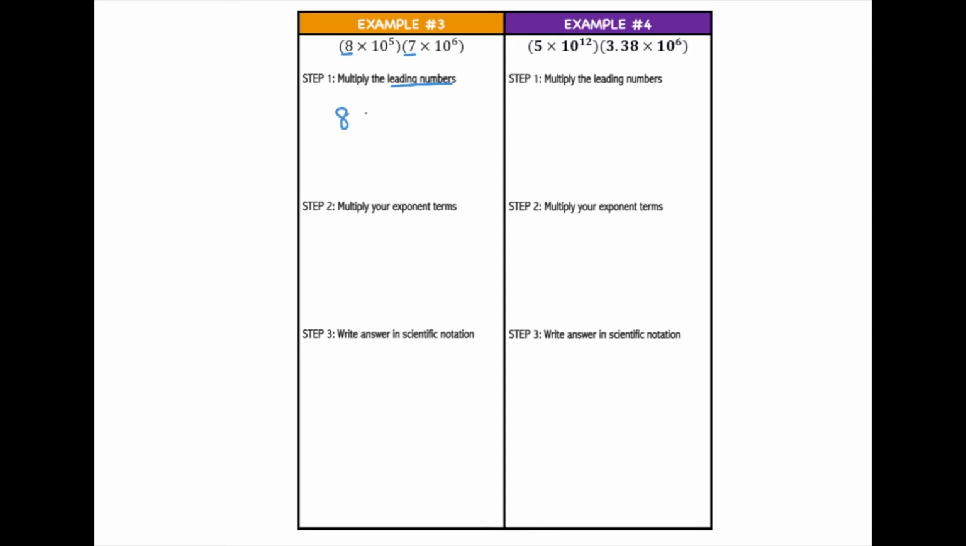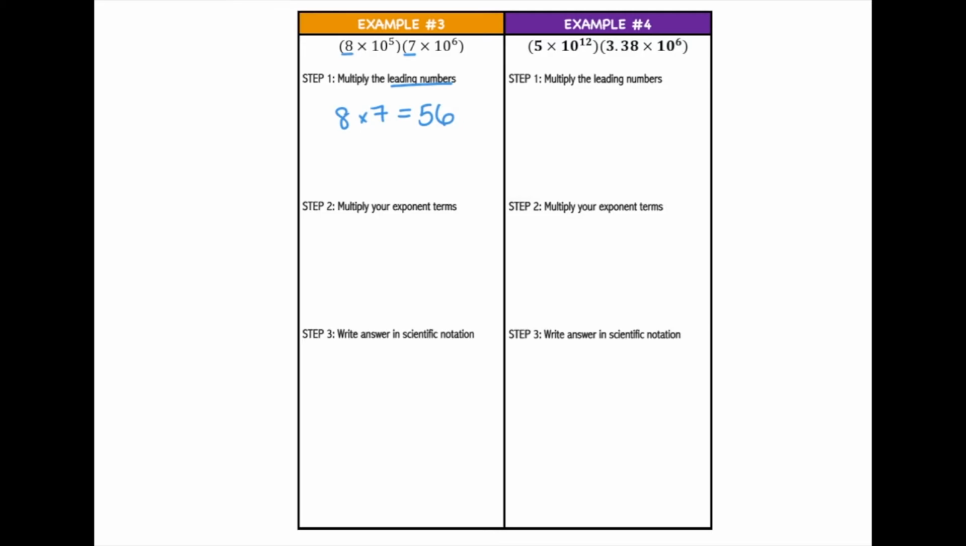So we're going to do 8 times 7, and 8 times 7 gives us 56. Now when we multiply our leading numbers here, we're getting something that's 2 digits instead of 1 digit. That's going to affect what we have to do in step 3 for this problem. So we've multiplied our leading numbers. We got 56 for that new leading number.